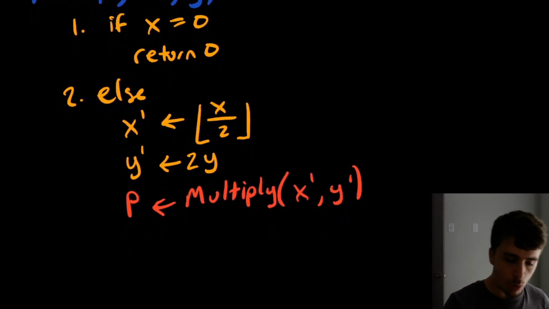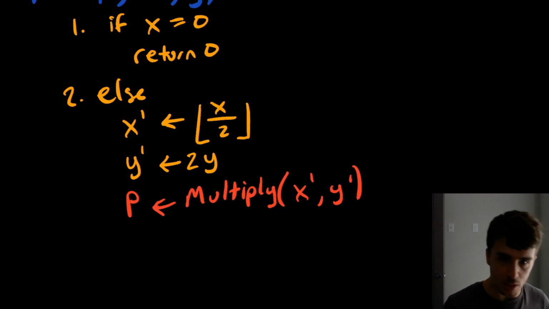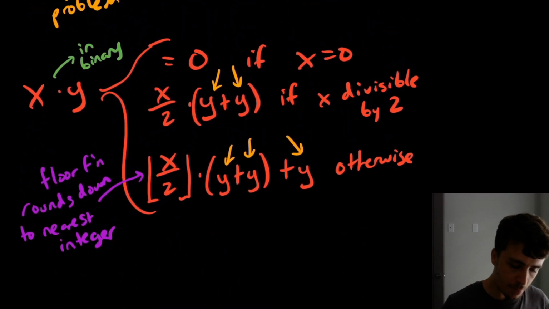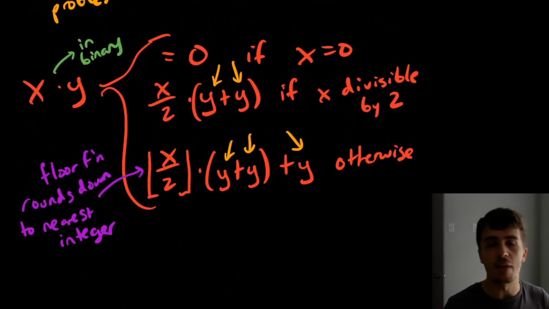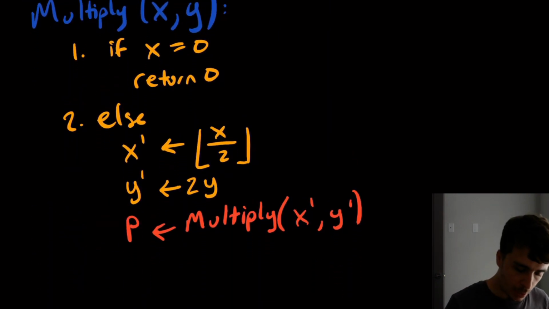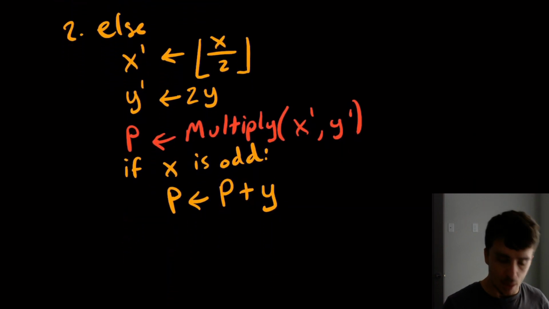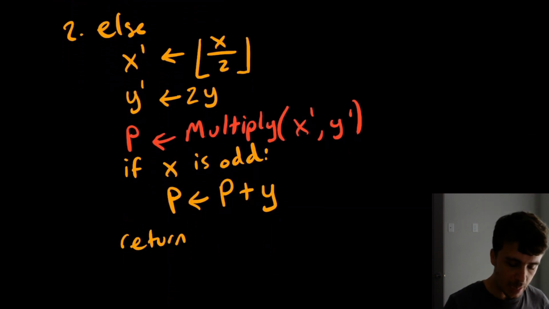And then, so now what we do is we figure out, okay, so this is the product that supposedly works, but we had that difference if x is odd. And then if x is odd, we need to add y onto the result. So what I'm going to do here is if x is odd, not x prime, but x itself is odd, then I'm going to add onto the product that we've determined so far, y, not y prime. And then all that we need to do at the end is return p.